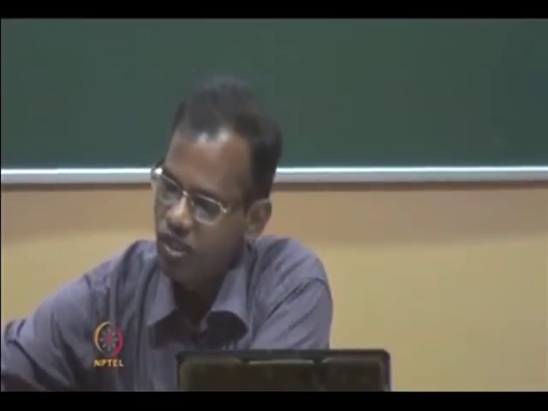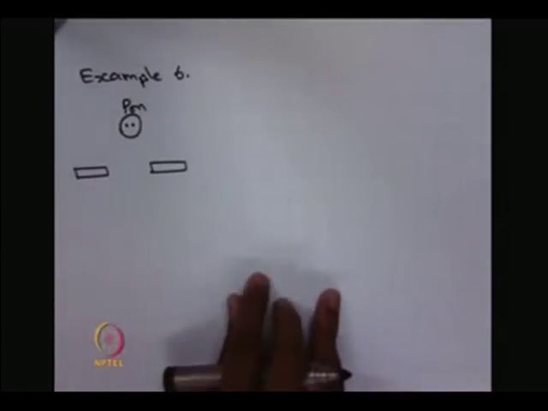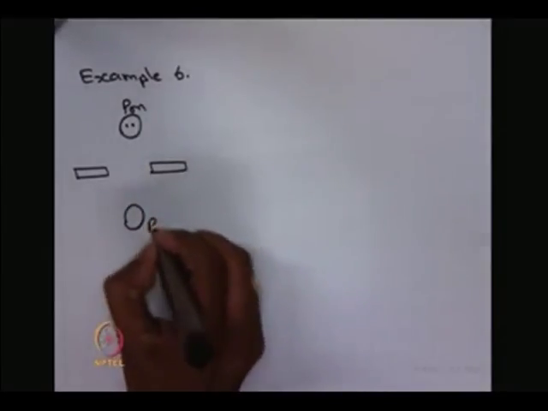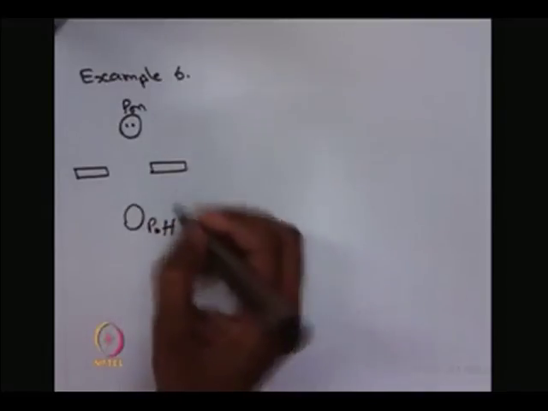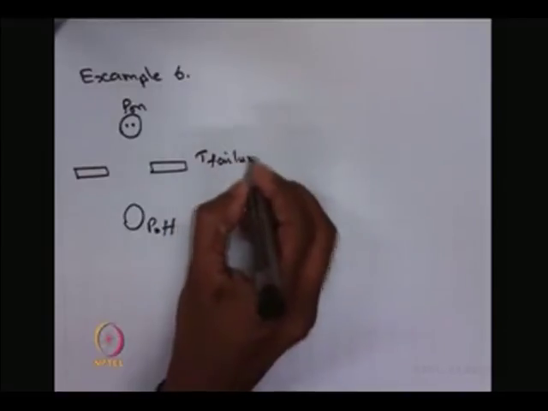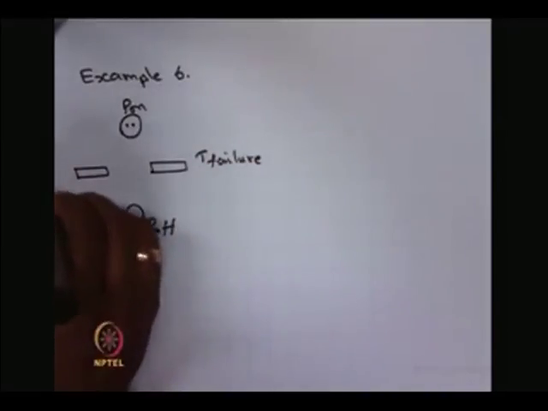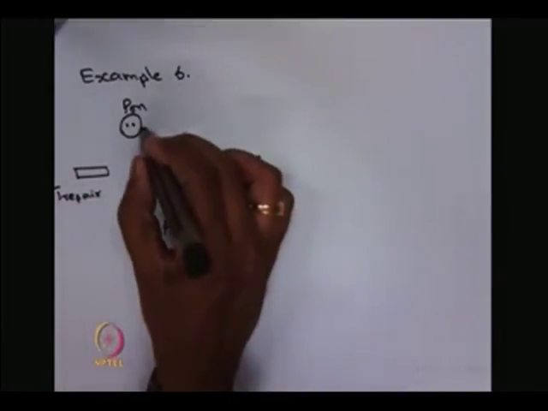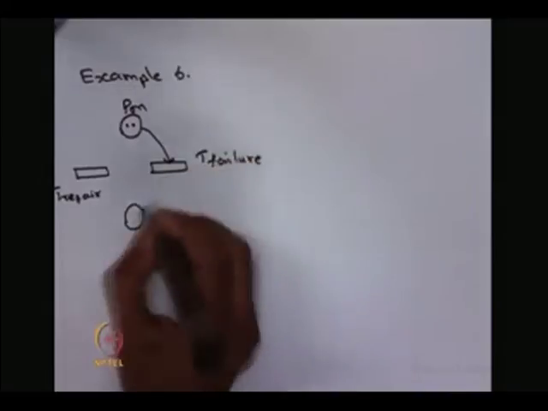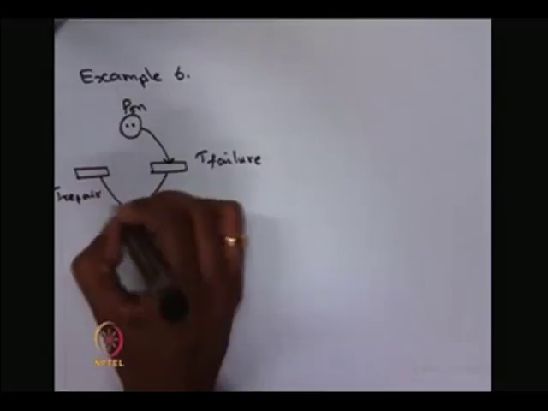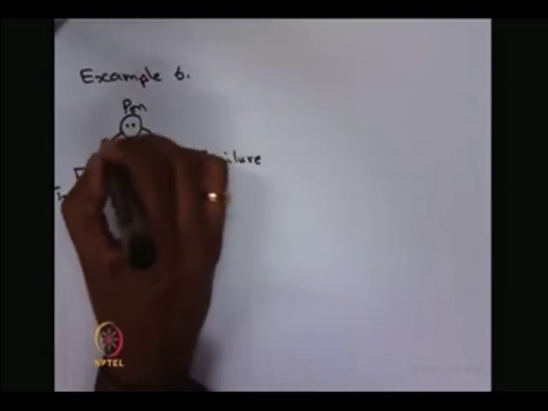Consider the example 6 with the two places P on and P off, and two transitions, one is called T failure and the other transition is called T repair. This transition is the input arc and this is the output arc. Similarly, this is the input arc and this is the output arc.